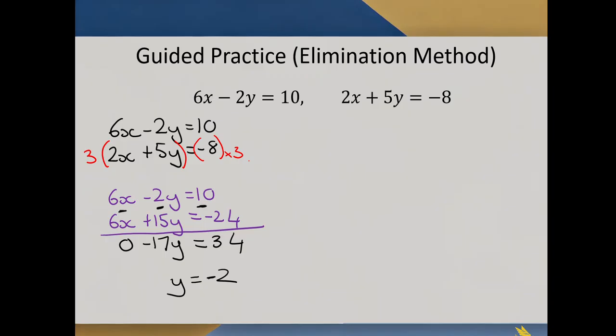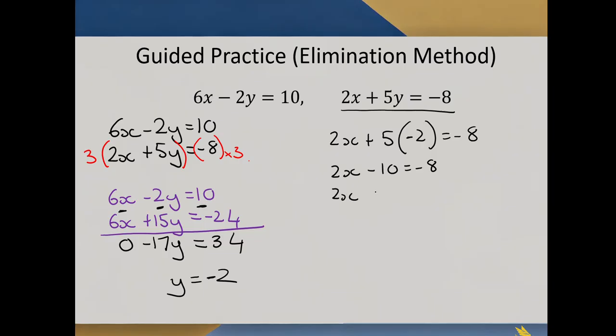Again, I want us to pick one of our equations. I'm going to use this one right here, and I'll substitute that value into my equation. I will simplify it. 5 times negative 2 is negative 10. So I've got 2x take away 10 is equal to negative 8. I will then add 10 to both sides, which will give me 2. And I divide both sides by 2, which gives me 1. That tells me when x is 1, y is negative 2. So that's the one point where they are overlapping, intersecting.